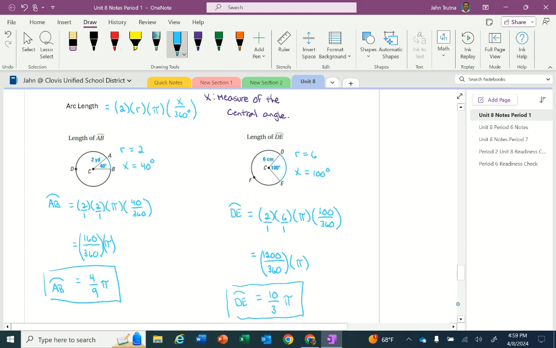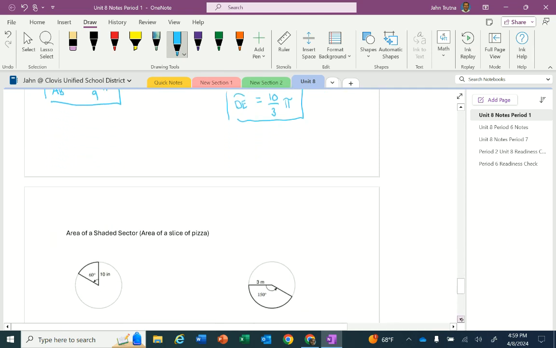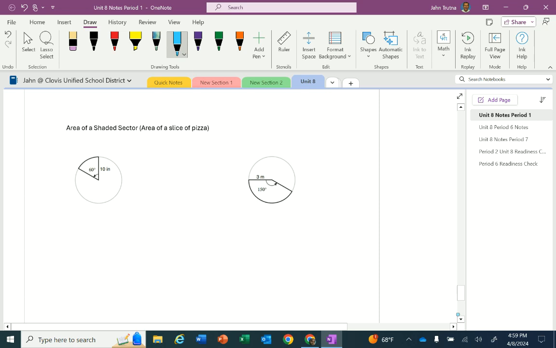Arc length is how long a piece of crust is, in regards to a pizza. Now we go to area of a shaded sector, which is the area of a slice of pizza. In this kind of problem, you're always given a slice of the circle that's shaded in. I am shading in the slice that we're going to find the area of. You might want to shade it in with your pencil if you have one. We're not finding the area of the whole circle. We're just finding the area of a slice of the circle, like a slice of pizza.